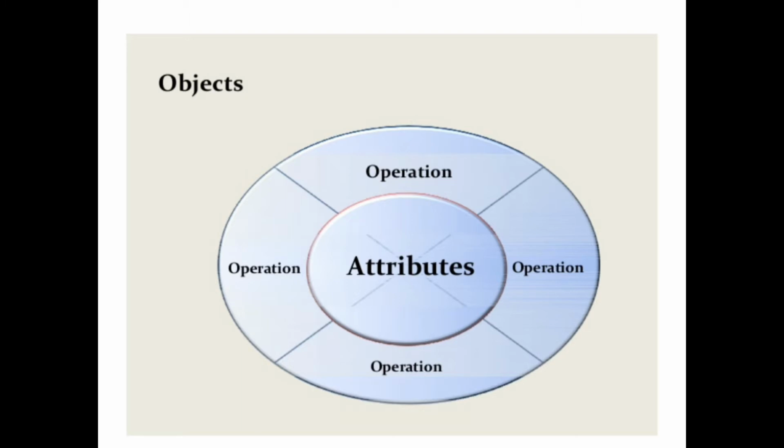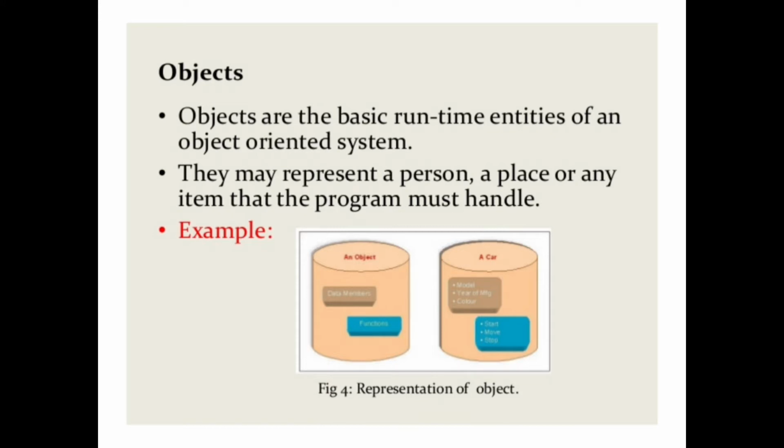Objects. An object is an instance of a class. An object is a real world entity. When we create an object, it occupies space in memory. So what is an object? An object contains data plus methods, or attributes plus operations. Objects are the basic runtime entities of an object-oriented system. They may represent a person or a place or any items that the program must handle.